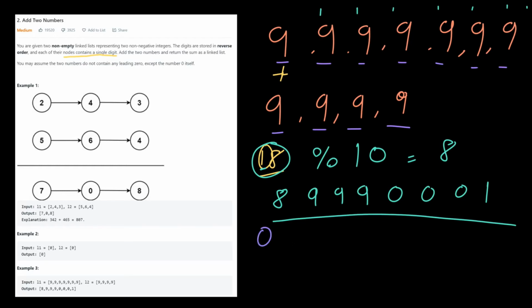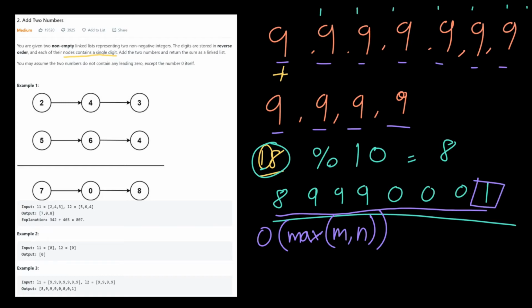So we would say something like O of max, meaning essentially which is the longest, between our first linked list, let's call it M, and our second linked list, let's call it N. And that would be our time complexity. Our space complexity is very similar. The number that we're storing is essentially going to be the length of the longest list, potentially plus 1 if we have a carry at the end of it.